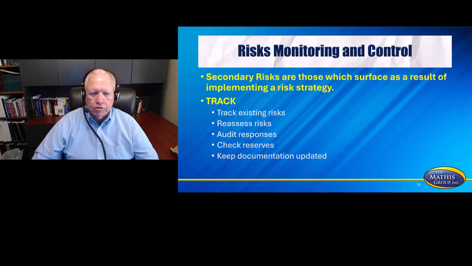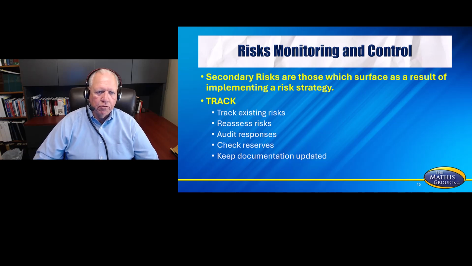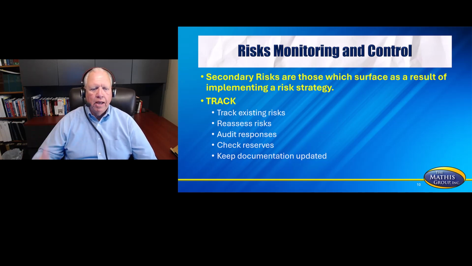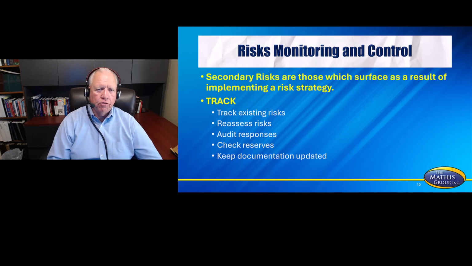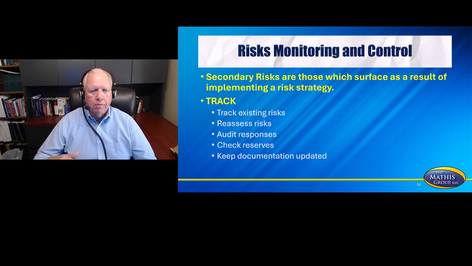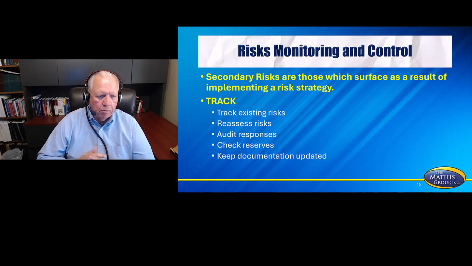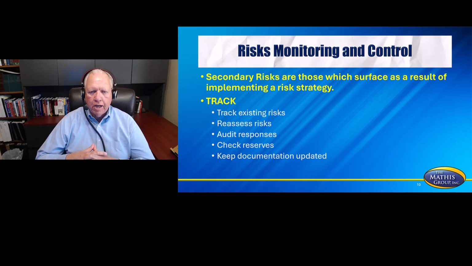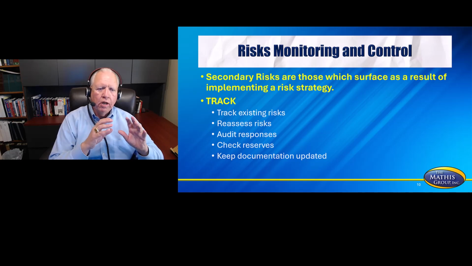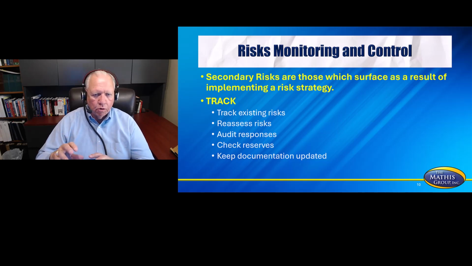Secondary risks are those which surface as a result of implementing a risk strategy. We put the risk strategy in place, and now these are the risks that have happened because of that strategy. So you might find yourself having to come up with some type of contingency for those particular risks as well. Now, a little acronym that might help you on some of this would be TRACK, T-R-A-C-K. Track existing risk, reassess the risk, audit the response, check the reserves, keep documentation updated. As I said before, all of these steps that we're looking at right here under track, that's going to fit in even more so on the traditional project, not on the agile side.